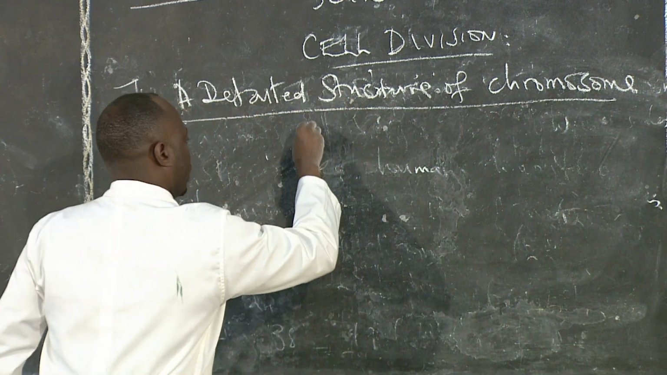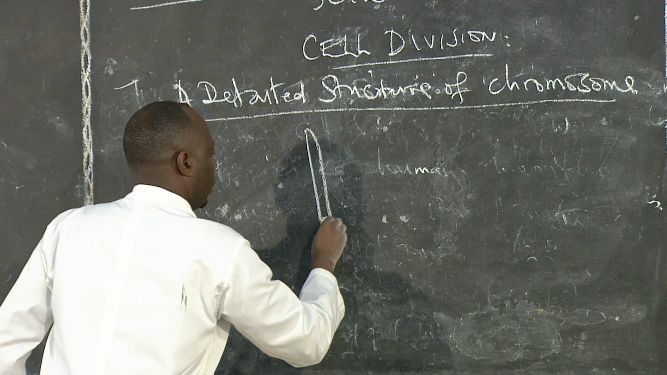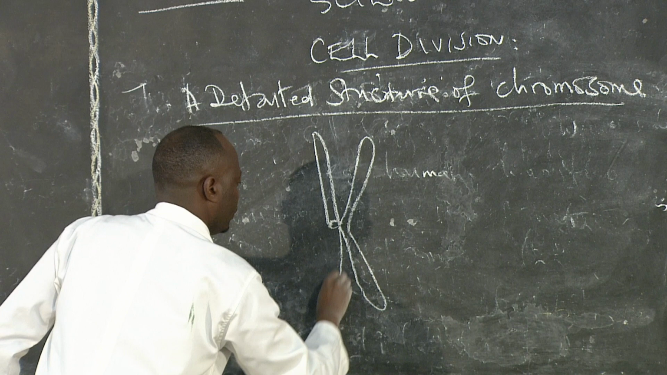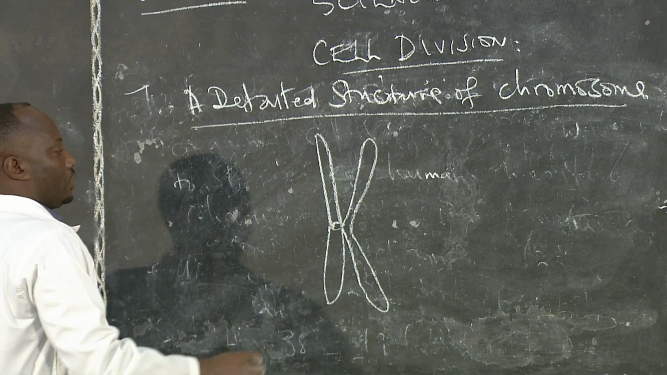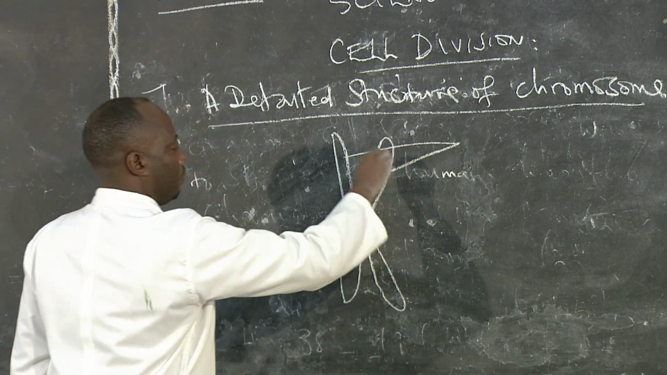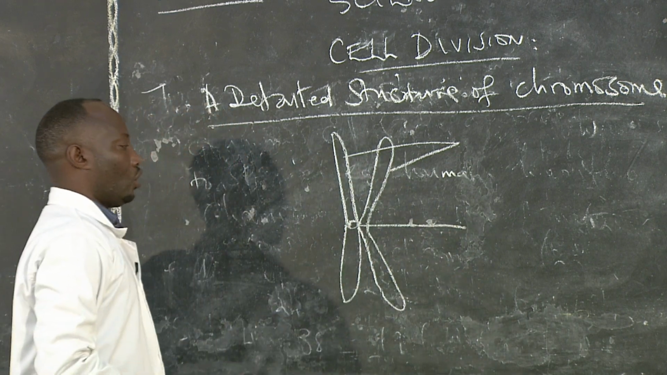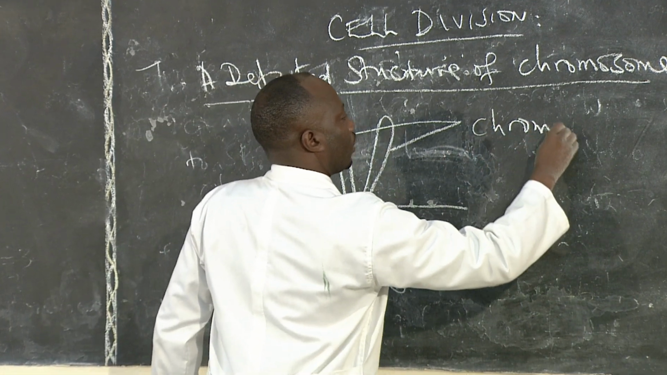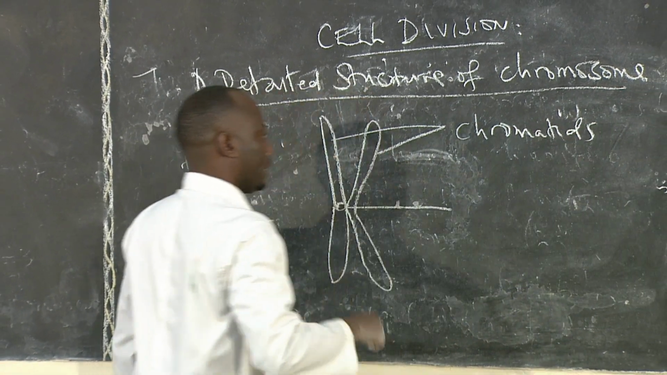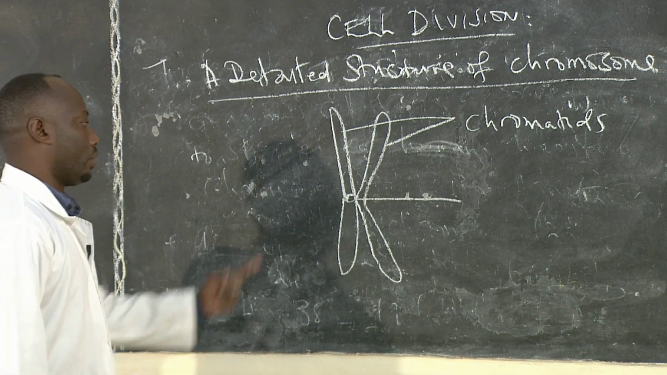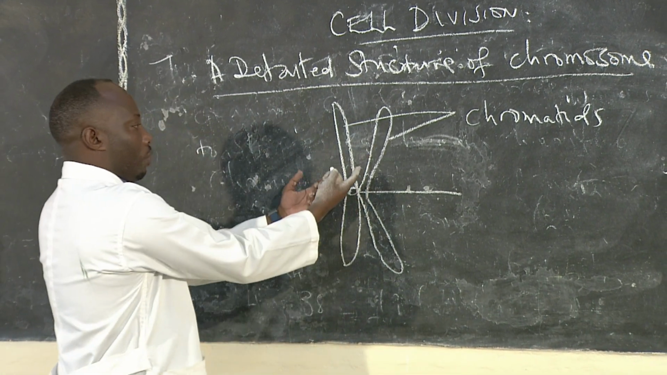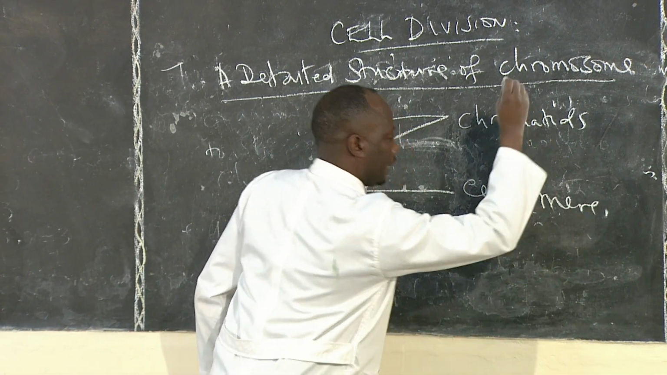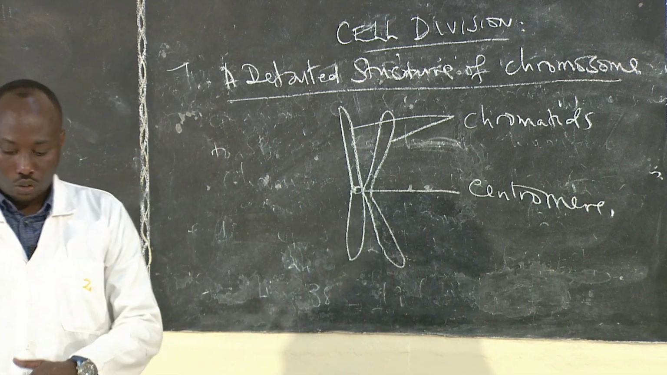I will try to draw the structure of a chromosome. We normally show the structure of a chromosome like that. Students, I can label them with you, and you try to learn the structure of the chromosome. These are called chromatids. When it is one, it is called a chromatid. And this is where the two chromatids meet. That one is called the centromere.